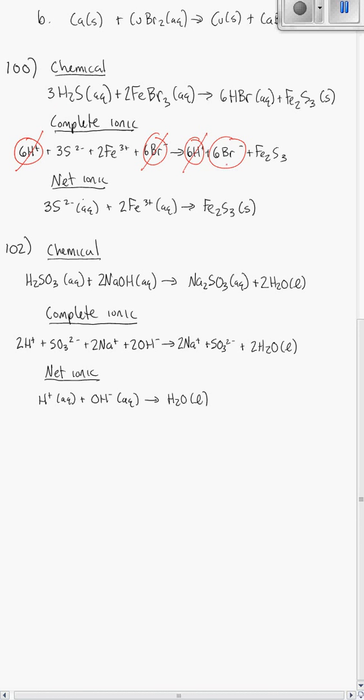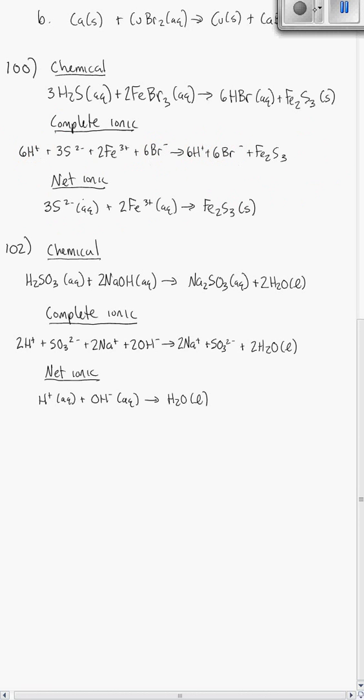So our final step is to take these things that were dissolved and not spectator ions and move them down, and take the solid and move it down to our net ionic equation, and you get the answer here. The 3S2- plus 2Fe3+ goes to Fe2S3.